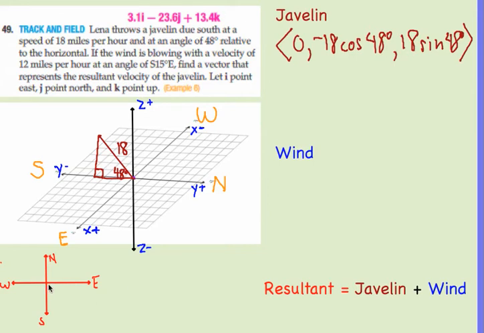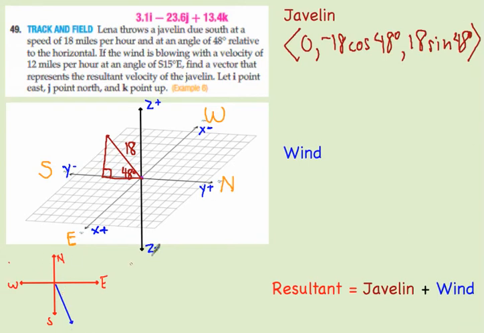All right? 15 degrees east of south is something like this. All right, and again, in this particular case, we want to see what's happening. I can still see that my y component is negative because I'm going south, but my x component is positive.